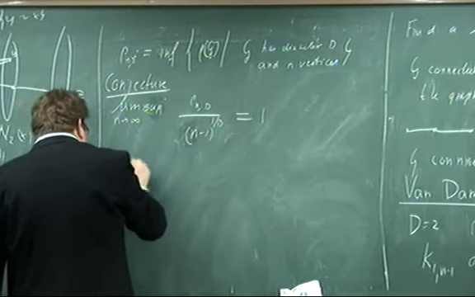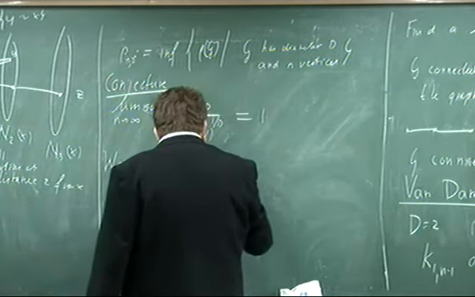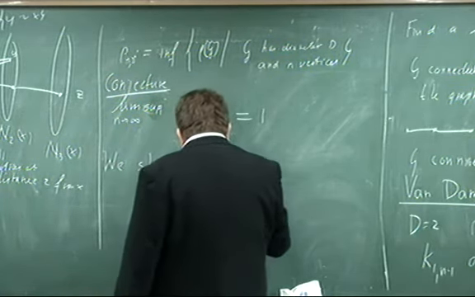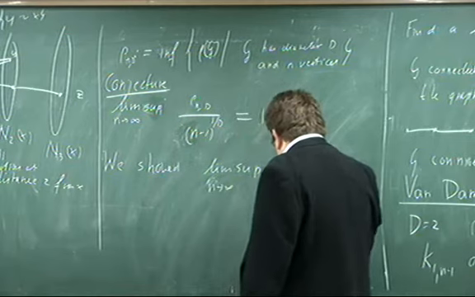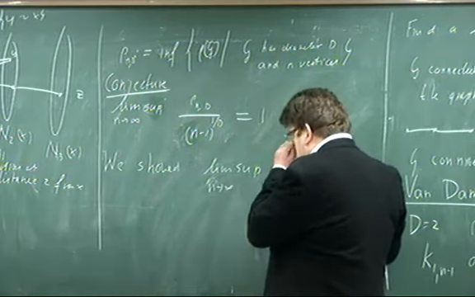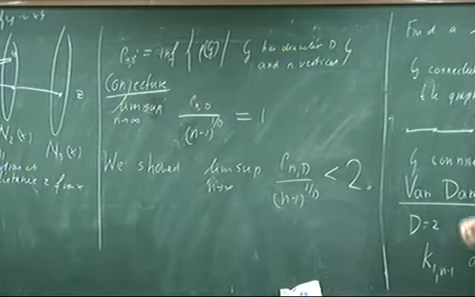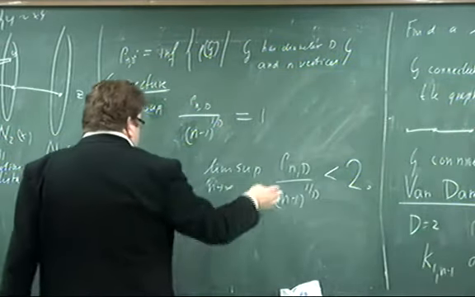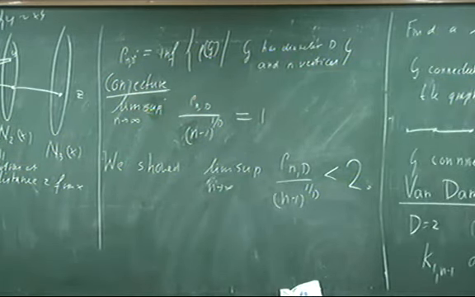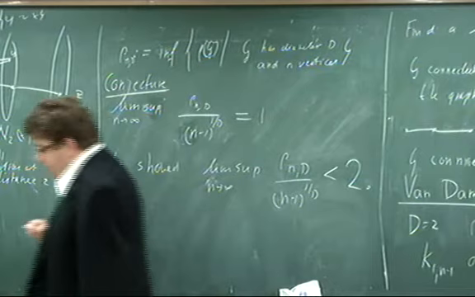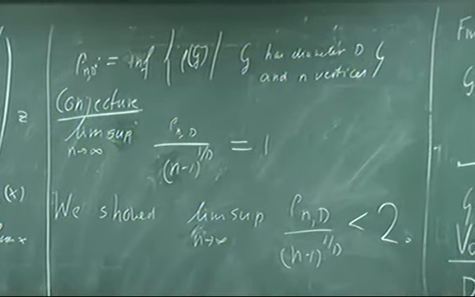What we proved is that this lim sup, as n goes to infinity, of rho n, d over n minus 1, to the power 1 over d, is smaller than 2. So that is what we showed. We constructed an infinite family of graphs where this is smaller than 2, so then you get that this is at most 2. And it also has to do with the Moore graphs I talked about earlier.